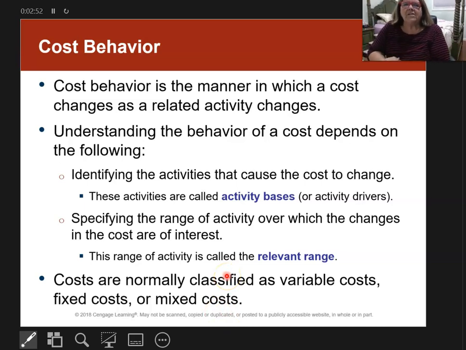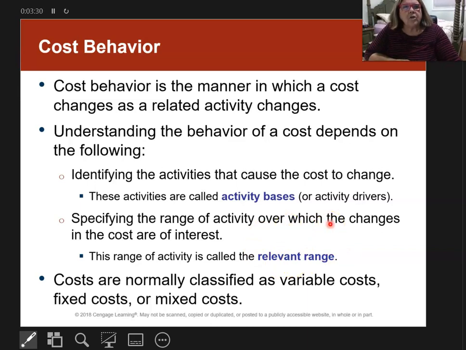Well, we're going to talk about cost like it's an actual thing. We're going to talk about the behavior of the cost, how costs change when something else changes, or some related activity changes, what happens to my cost. So we're going to identify first the activities that will cause a cost to change. These are called activity bases or drivers. They drive the cost of something to change. Now, the range of activity over which changes in cost are of interest is called a relevant range. And I'm going to show you examples of relevant range and activity basis shortly.